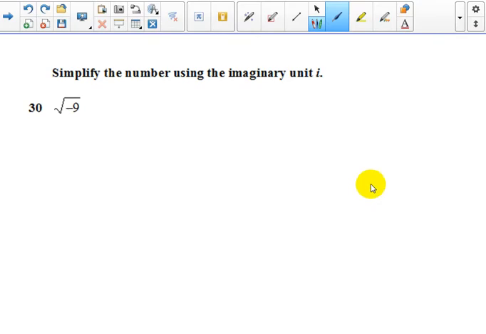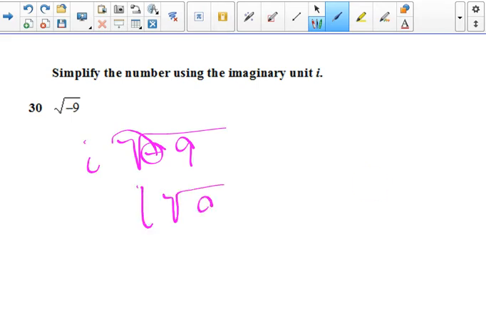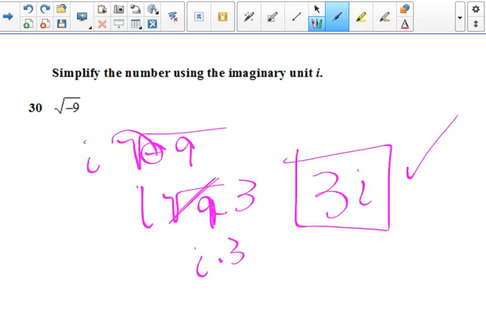30 says simplify the number using an imaginary unit i. So we know when we have a negative sign under a square root radical, that pulls out of here and creates an i. So we have i radical 9. And the radical of 9 is 3. So we have i times 3, which becomes 3i. That's your answer.